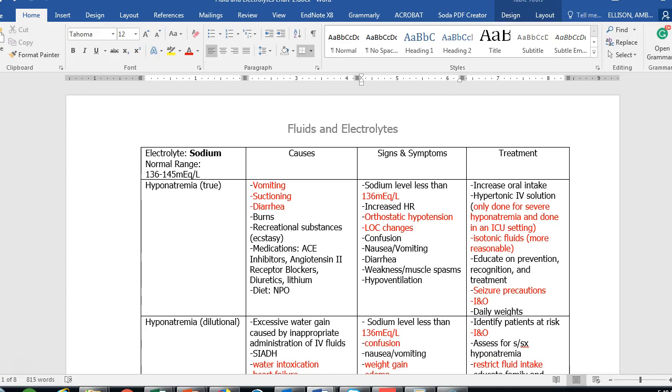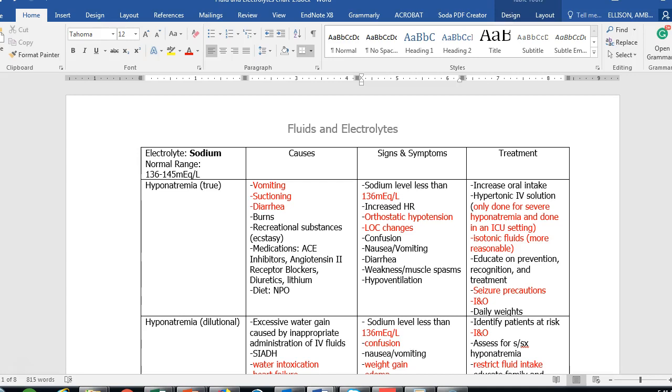You're not going to have good skin turgor. You're going to have dry mucous membranes. You're going to be holding on to any urine that you have, so you're going to have oliguria. Your labs, you're going to have increased hematocrit, increased BUN, increased sodium. Level of consciousness is going to go down.